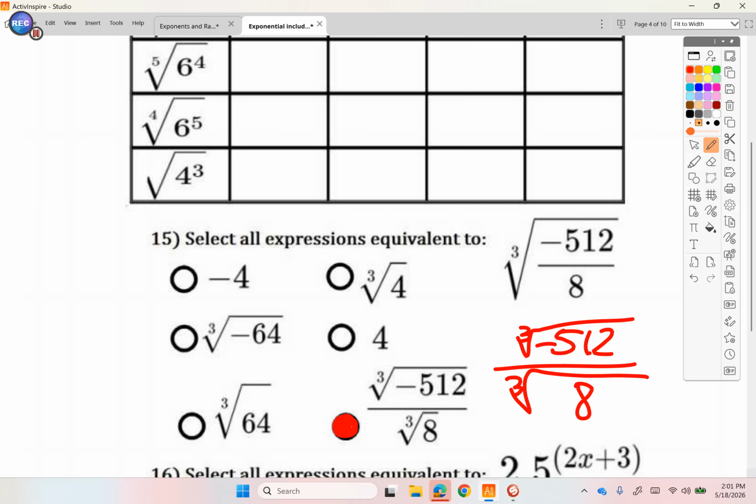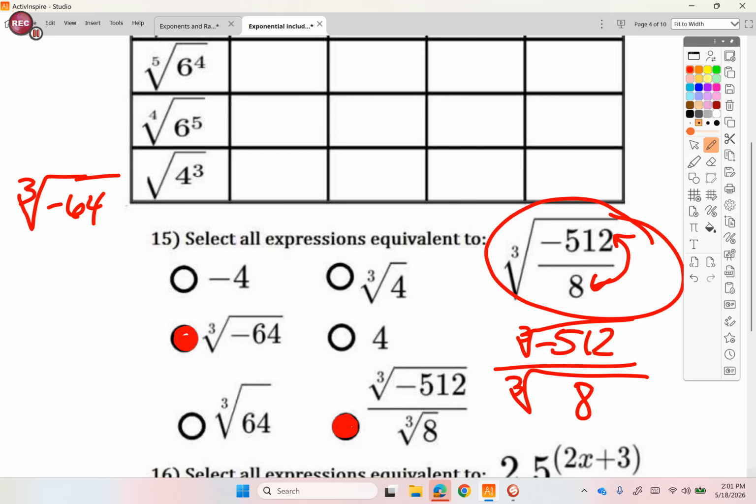And now if you divide this fraction, it gives you negative 64. So the cubic root of negative 64 has to be correct as well. So we got a second answer now. And now if you put this whole thing in the calculator, it equals negative 4.